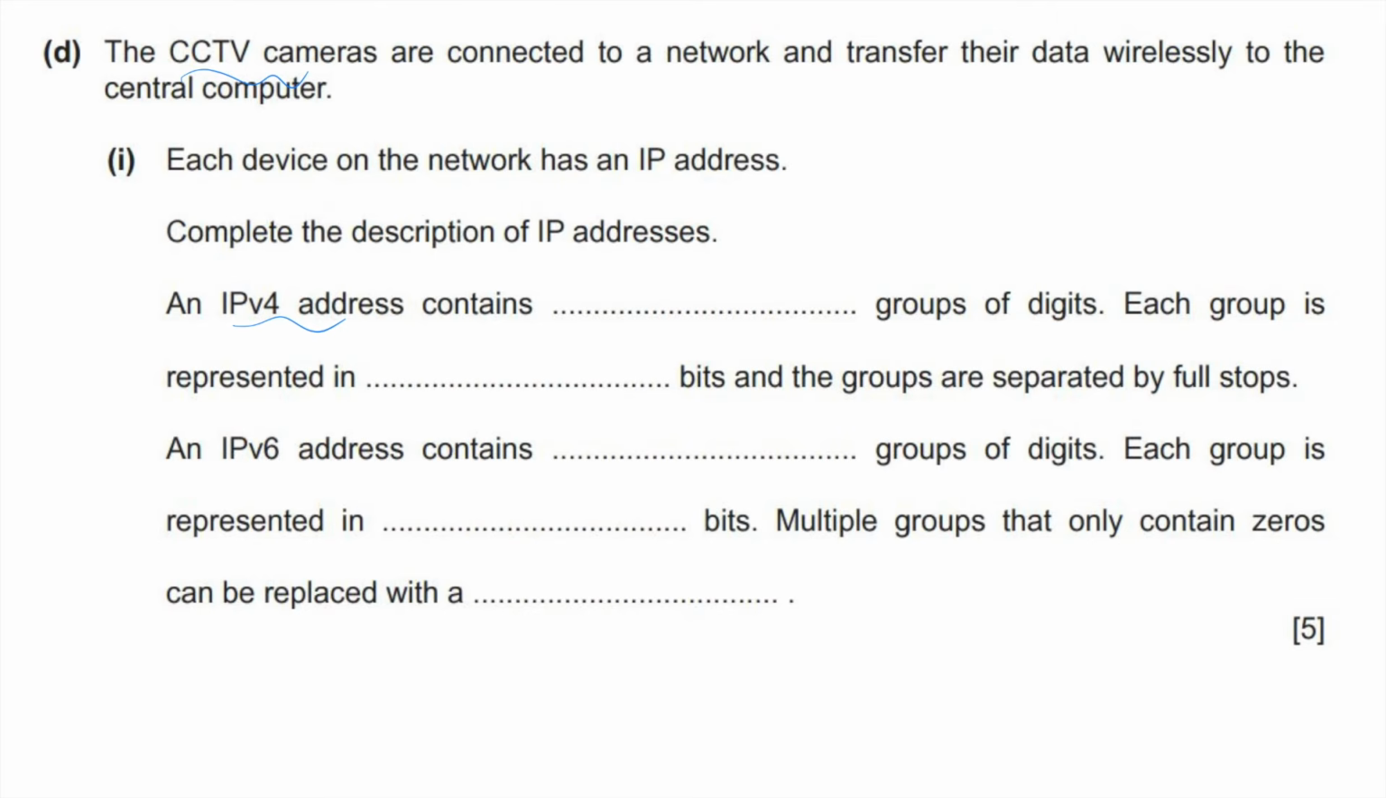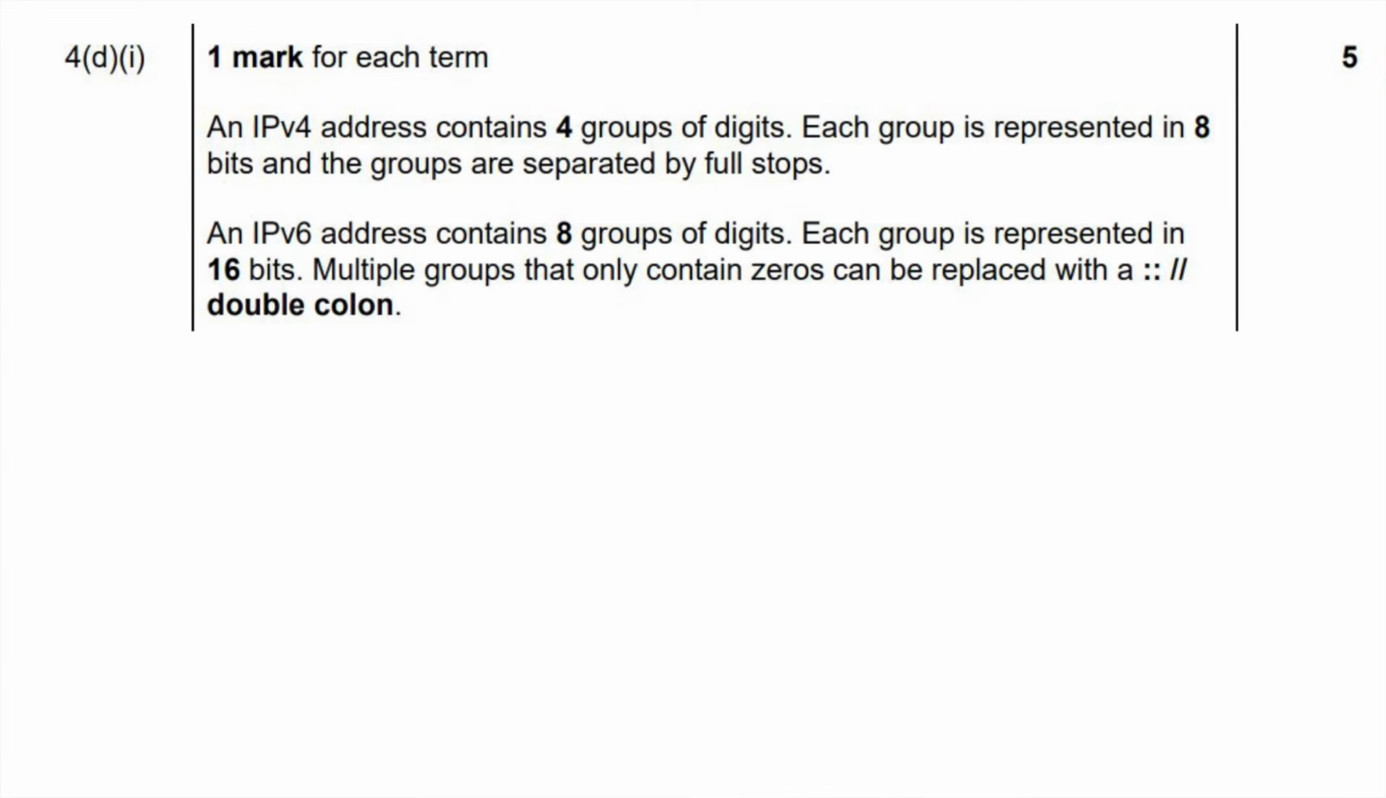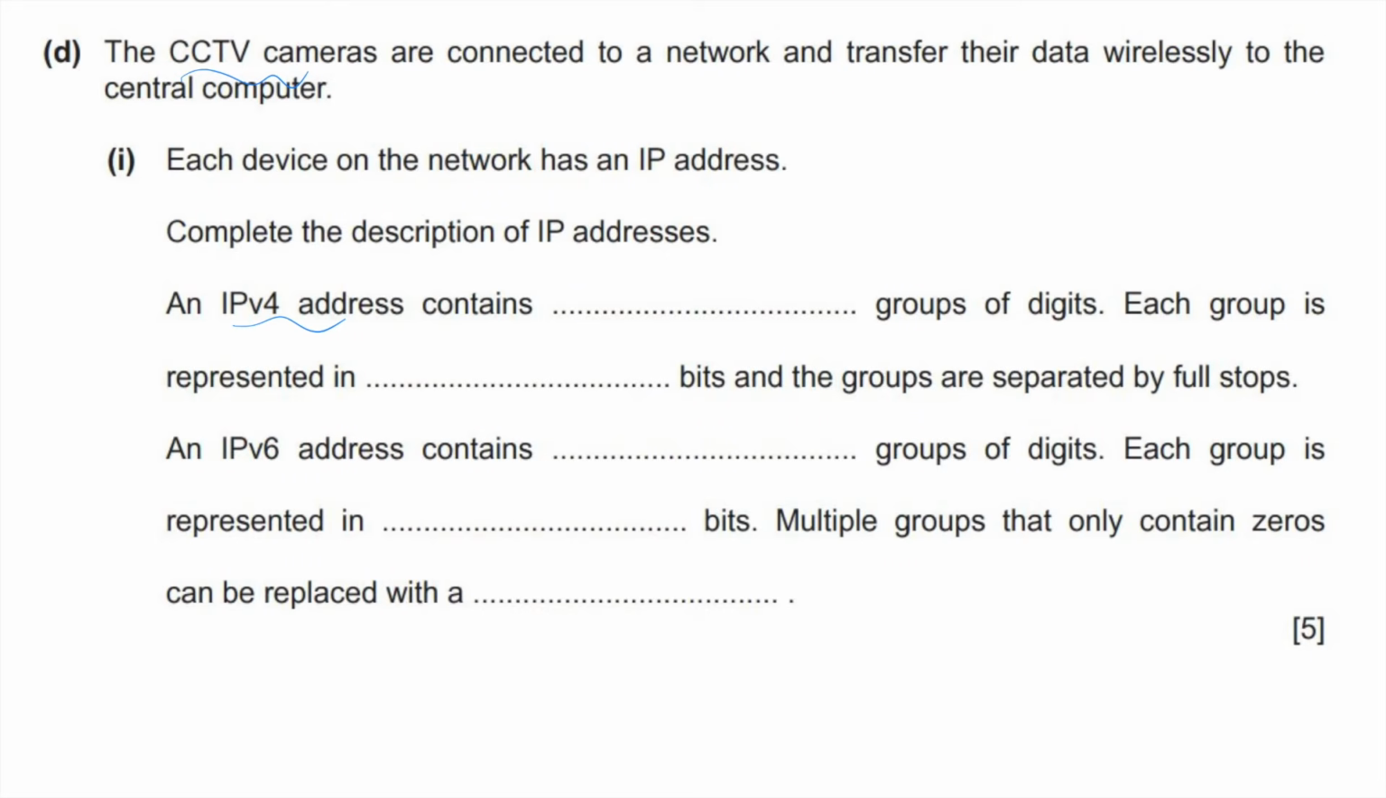So an IPv4 address contains 4 groups of digits. Each group is represented in 8 bits. And the groups are separated by full stops. And for those of you who are not from the UK, a full stop is just a period. So for example, 192 point, this is a full stop, and so forth.